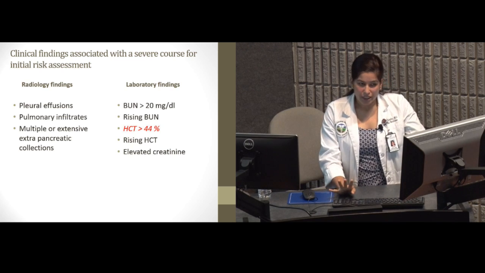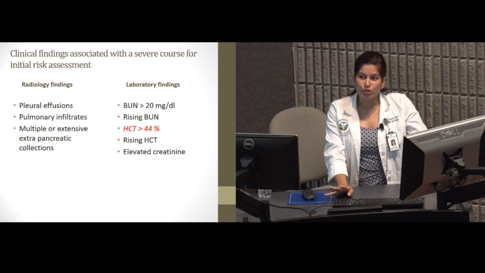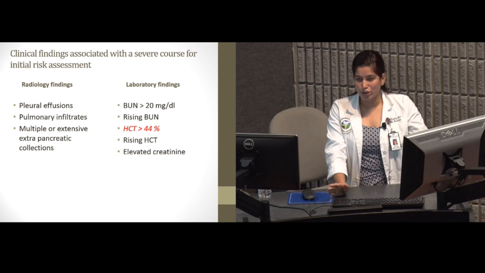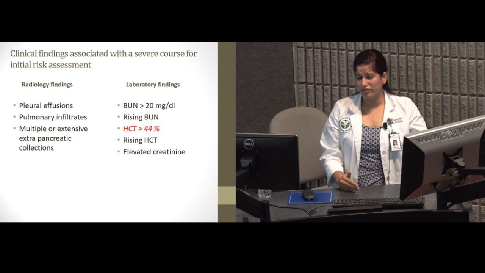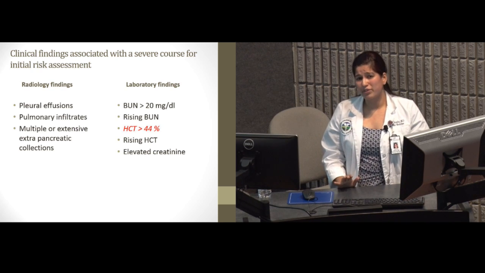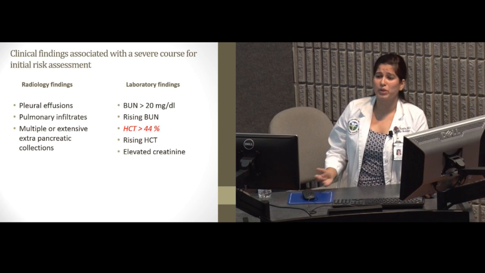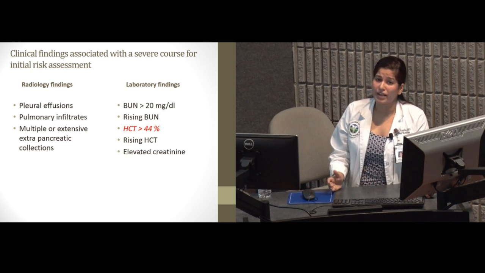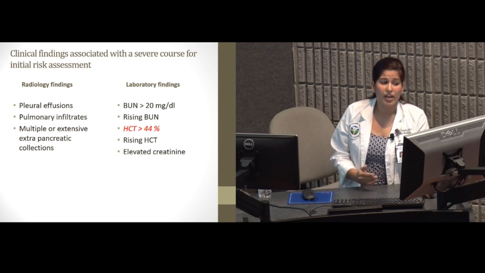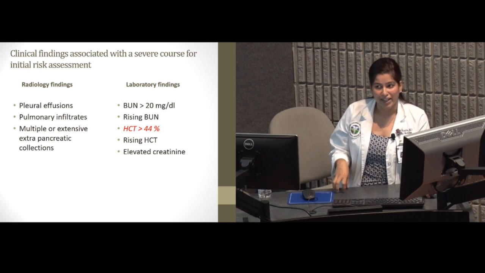So there are 4 main categories under which they want you to be careful. First is the radiological features. Somebody has pleural effusions, pulmonary infiltrates. Probably they are indicating towards ARDS, acute respiratory distress syndrome, because these people ultimately will land in ARDS if they're super sick. And maybe if there are a lot of pancreatic collections, necrosis, fluids around it.